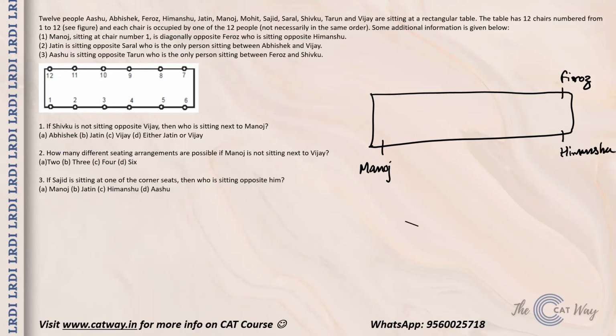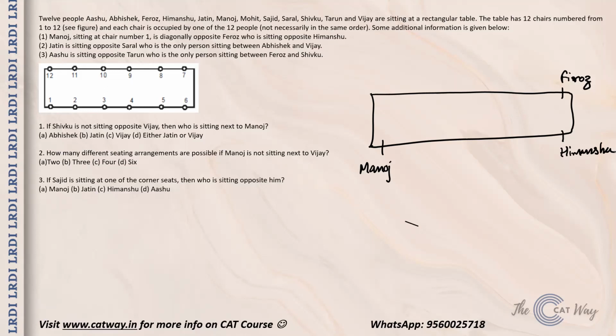Okay. Now come to the second point. It says Jatin is sitting opposite Saral. No information about these two people is there with us. Who is the only person sitting between Abhishek and Vijay? Now for all these 4 people, we do not have any information as of now. So what we will do is we will skip this particular line. Let's come to the third point.